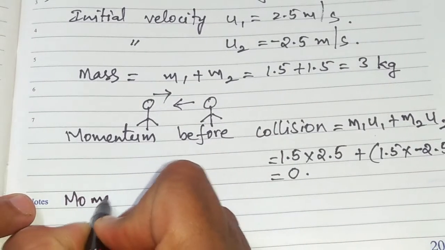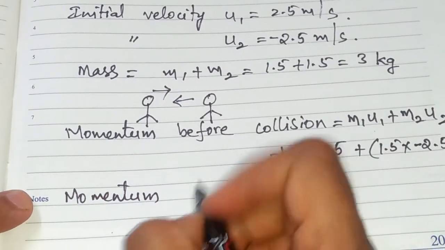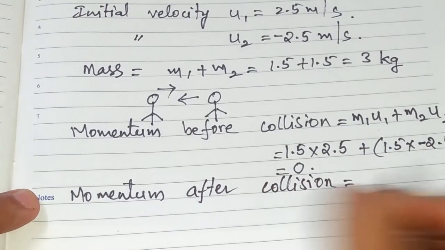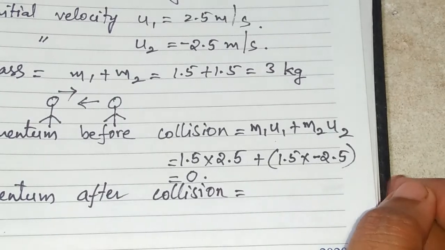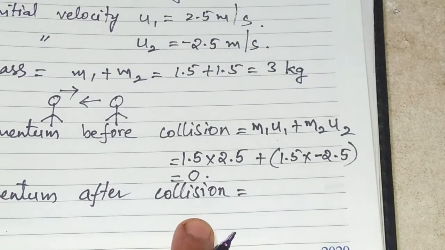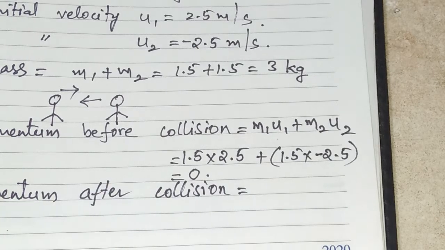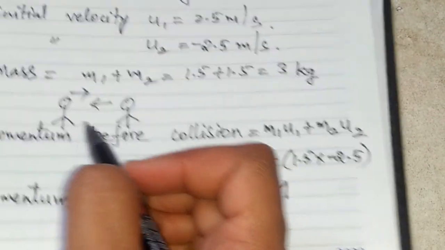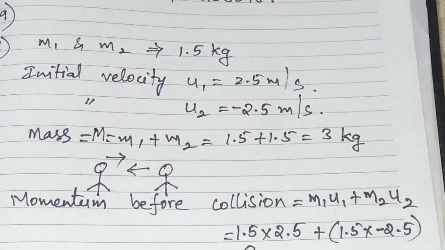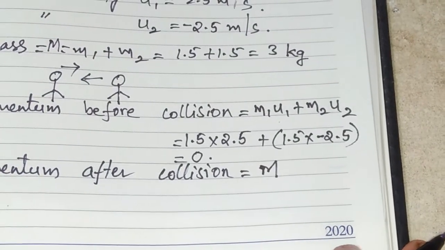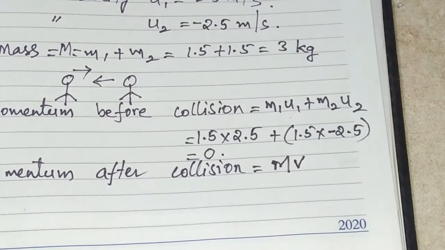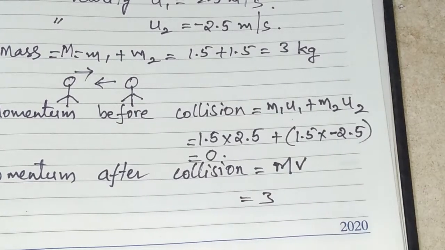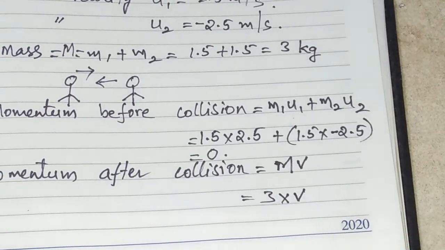Now I'll calculate the momentum after collision. What are we going to get here? After collision, both objects are sticking to each other. So whatever the mass is, I'm taking it as capital M, into the final velocity. The mass we have here already is 3 kg, into the velocity, which is what we are going to find out.